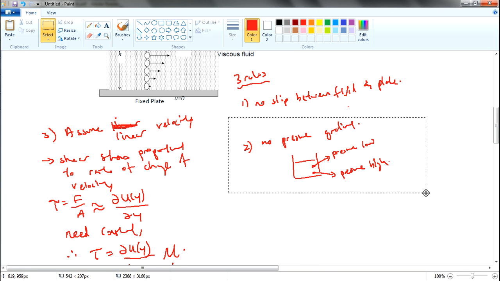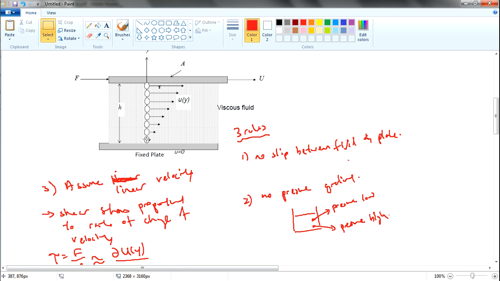Okay, the next rule is that, so you just need to know the first rule is that the velocity ends at this portion here. If it's not no slip, then it's more complicated. So we assume that it ends in here. I mean the velocity here is 0 compared to here.